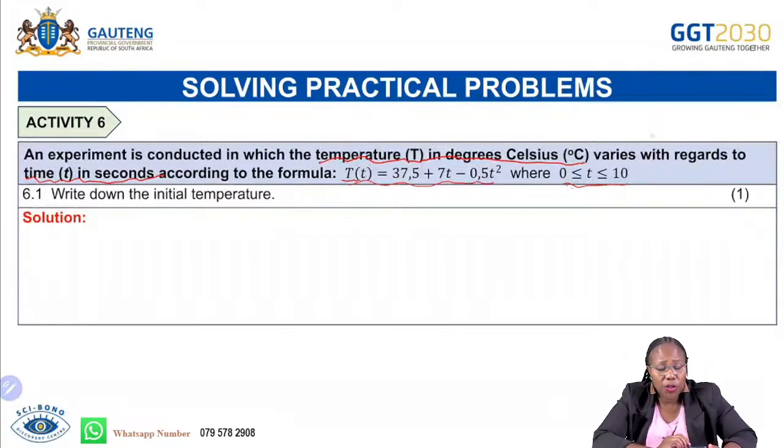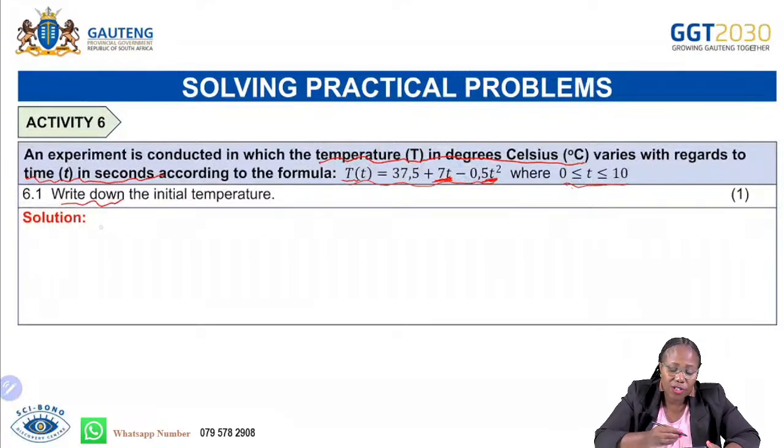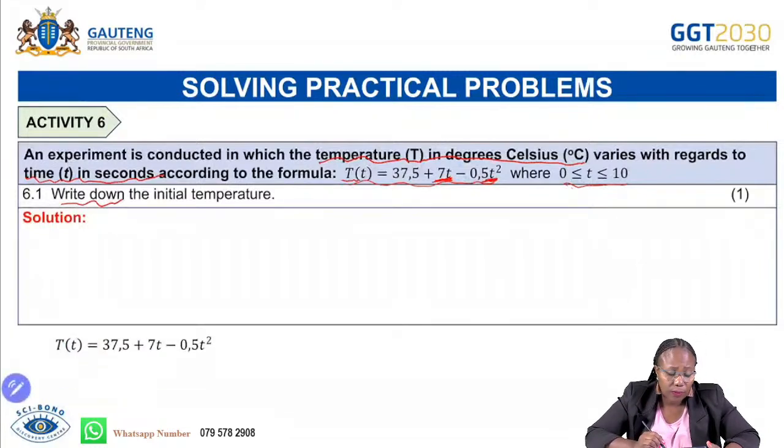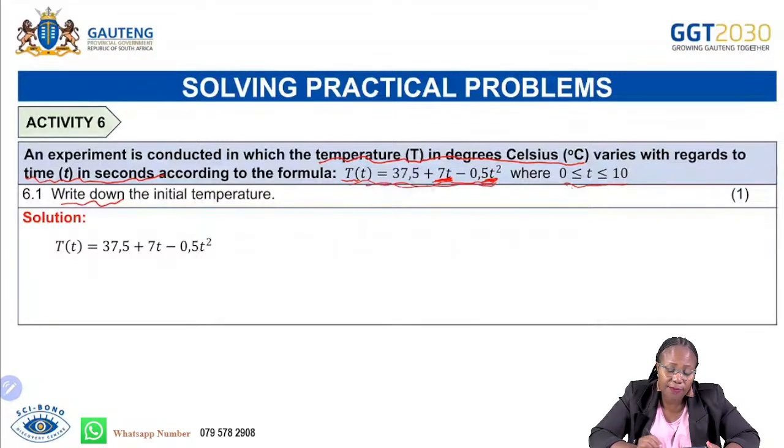And then 6.1 says write down the initial temperature. So initial temperature is at the beginning of the experiment, before you can start with your experiment. That means your time will be 0 because you have not yet started with the experiment. So if you put 0 there and 0 here, that means we'll be having T at 0. This is your initial equation taken as it is from there.